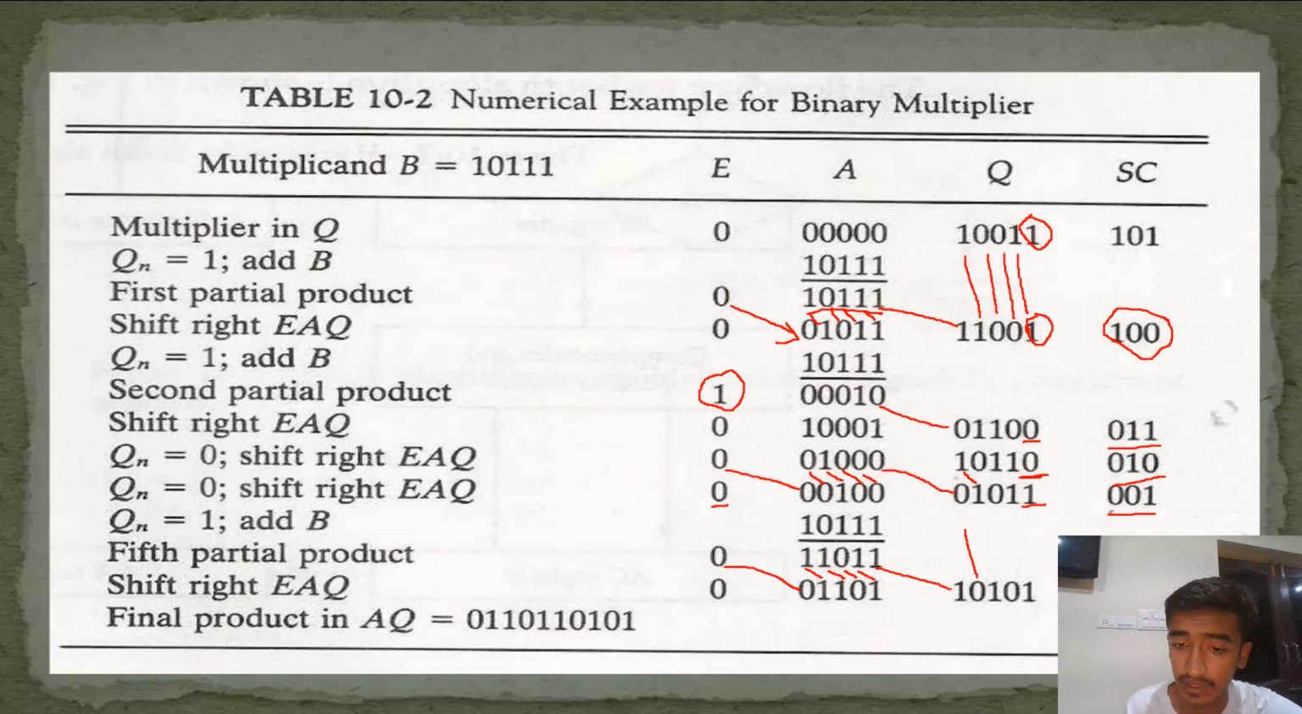Now what will be the final answer? We have only AQ as the final answer, not E. We got the answer, and that is the final answer.